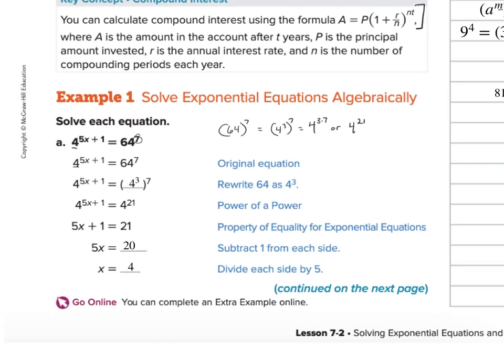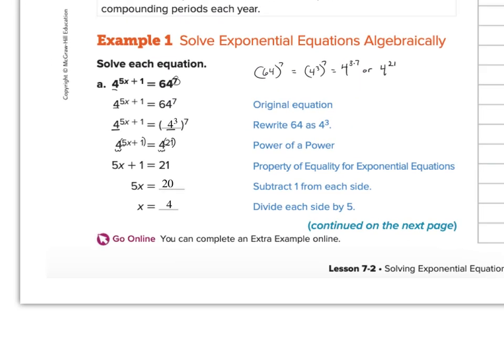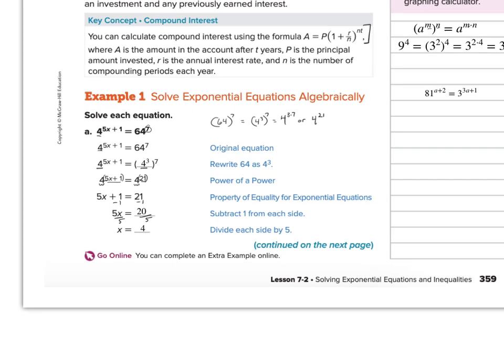So that's what we're doing here. We end up getting to the like bases, 4 and 4. Bases are the same. So if I have 4 raised to some exponent, then it should be equal to the other 4 and its exponent. So I know that my exponents are equal based on the equality property up top. I simply make 5x plus 1 equal to 21, and I solve. Subtract 1 from both sides, 5x equals 20, divide by 5, and x is equal to 4. X equals 4 is the number that allows that statement to be true.